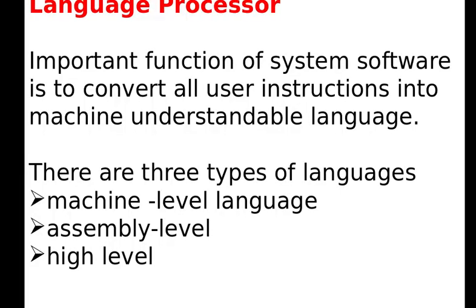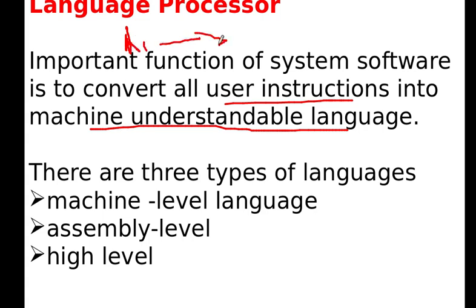Now, language processor. What do you mean by language processor? An important function of system software is to convert all user instructions into machine understandable language. Means if you say hi to the computer, then the computer will understand it in which language? 0 1 0 1, this language. To convert human readable form into machine readable form is called what?